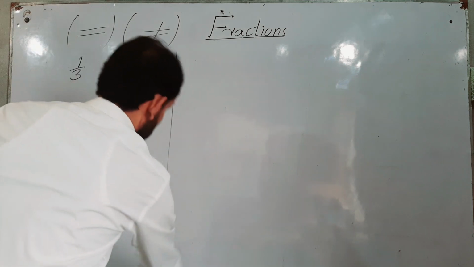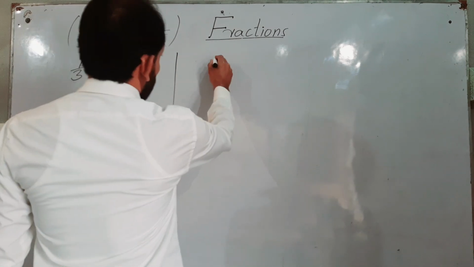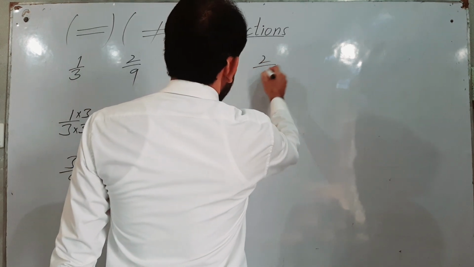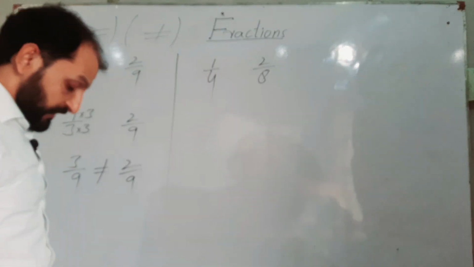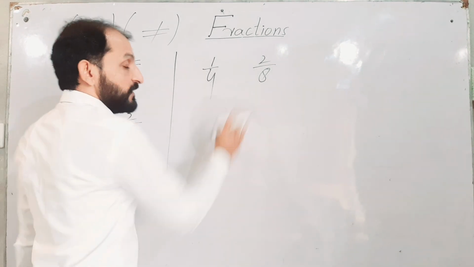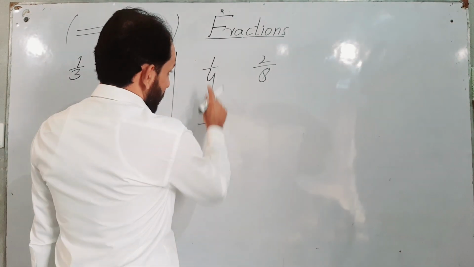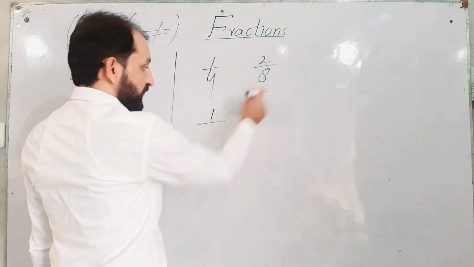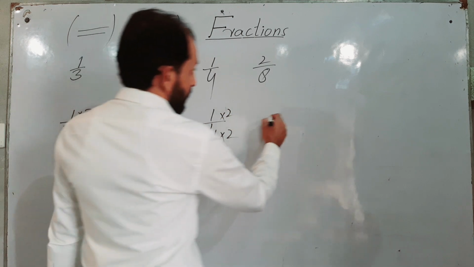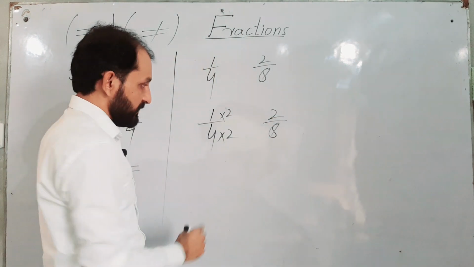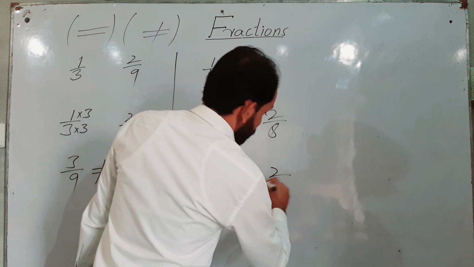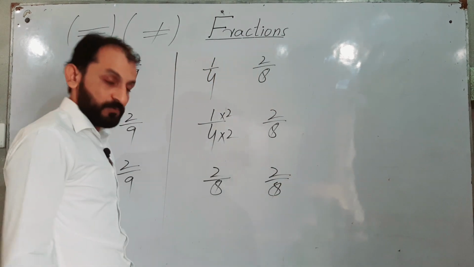Now we have another example of equal to or not equal to. 1 divided by 4 and 2 divided by 8. We want to check whether both the fractions are equal to each other or not. As you can see, the denominators are not the same. It means 4 can be changed in the shape of 8. How can we change it? By just multiplying by 2 and multiplying by 2. And the second fraction we will write as it is. After simplification, you can see 2 divided by 8, 2 divided by 8.